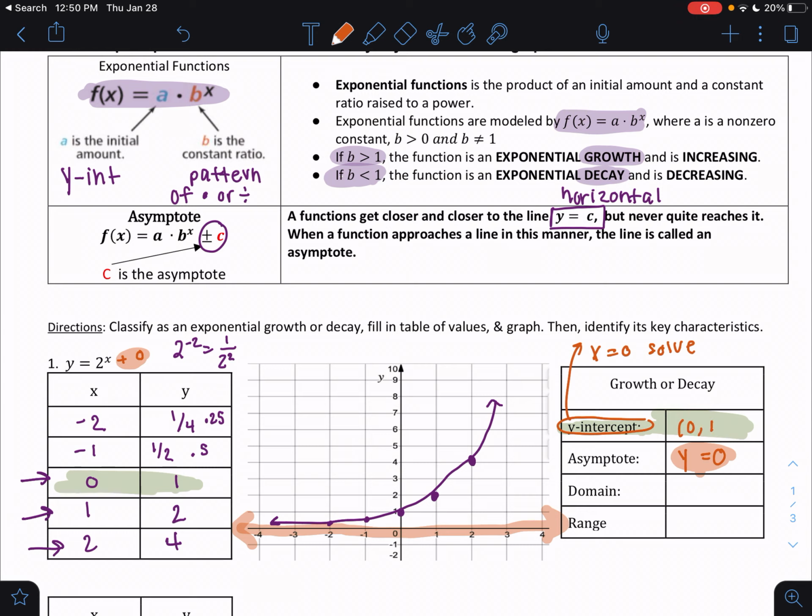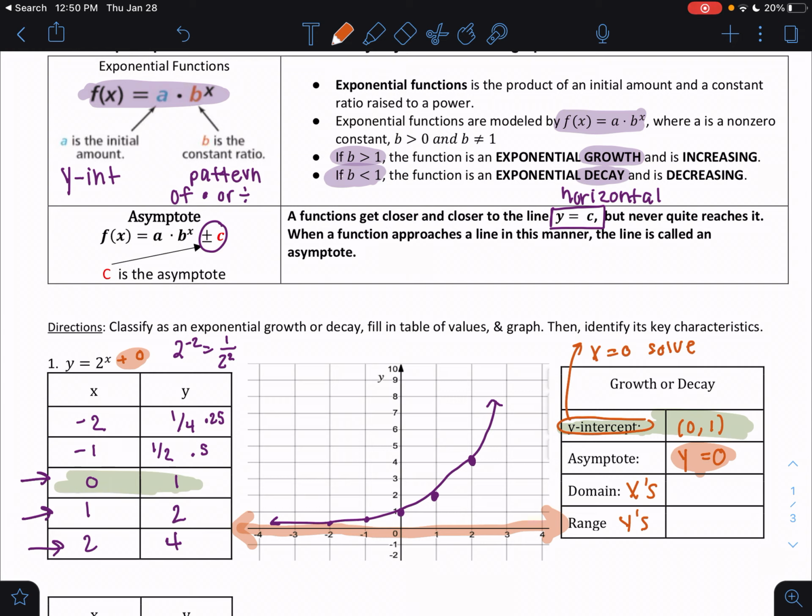Over 0, up 1. Now we're going to do our domain and range. So the domain is all of the x values that we can use, and the range is all of the y values that we can use. So according to this graph, we can use any of the x values, right? We can put in any number over here, any number over here.